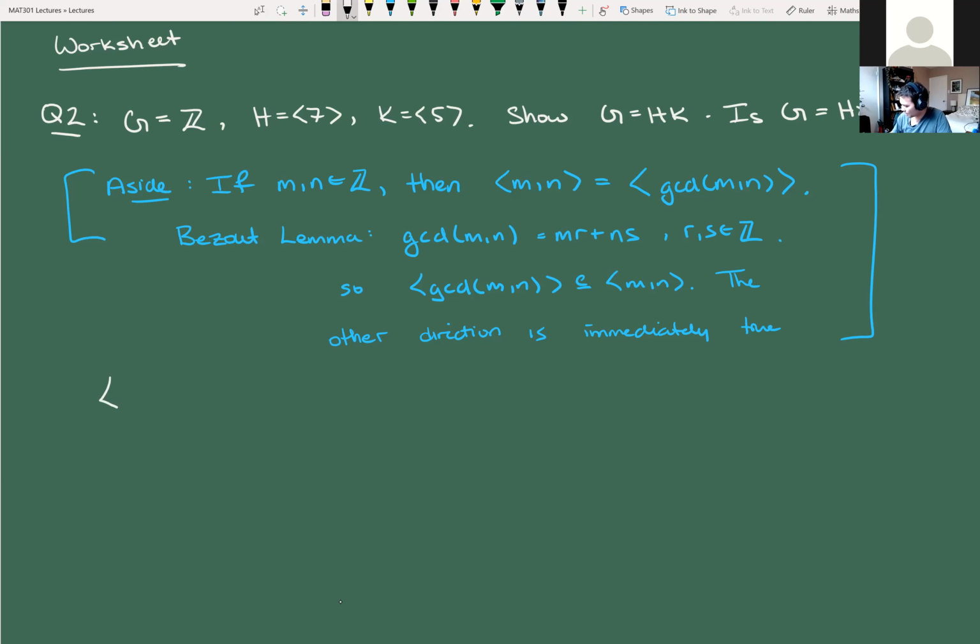So if we take something like 5 plus 7, that's what we're doing here. Everything on the 5 side looks like 5M, and everything on the right-hand side looks like 7N. So this is going to be precisely this set. And we know that there's some combination of these things that is equal to 1, because 5 and 7 are coprime. In fact, we could just write one of them down: 3 times 5 minus 2 times 7 is equal to 1. And so now every number can be written in that form, and so we're done.